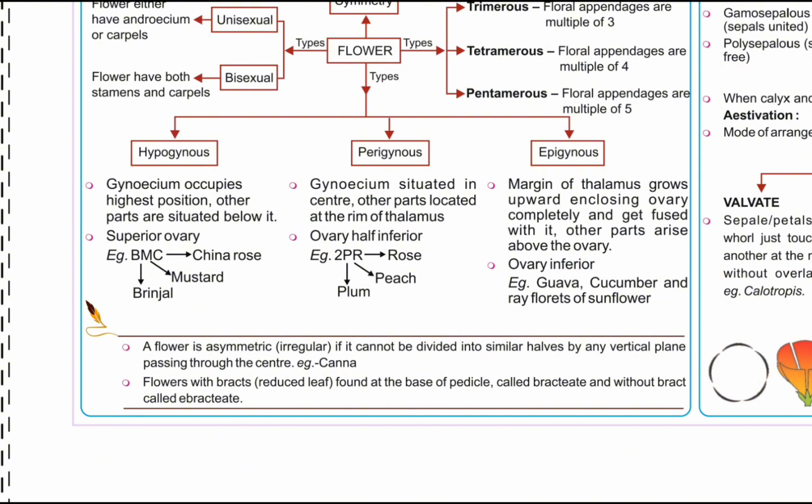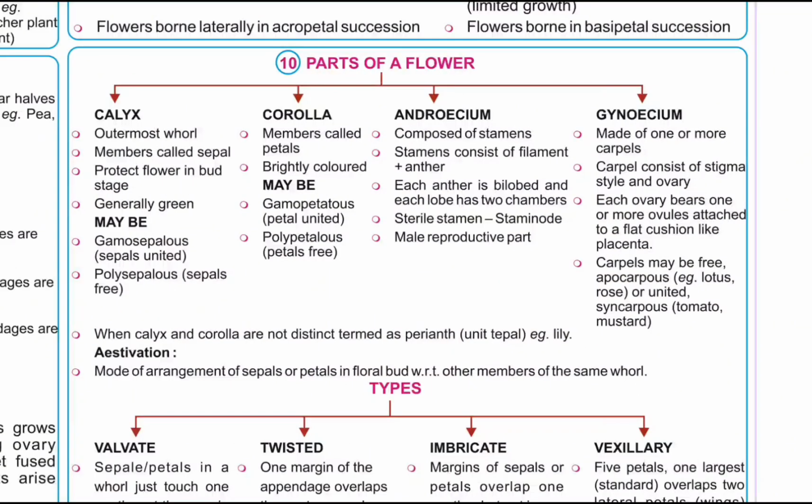A flower is asymmetric (irregular) if it cannot be divided into similar halves by any vertical plane passing through the center, for example canna. Flowers with bracts, reduced leaves found at the base of the pedicel, are called bracteate, and without bracts are called ebracteate. Parts of a flower: calyx, the outermost whorl.